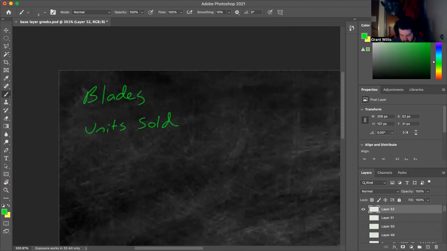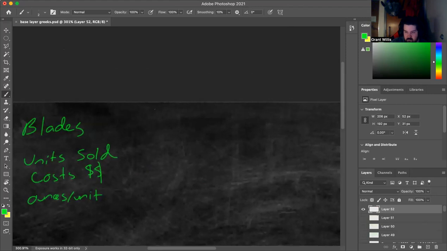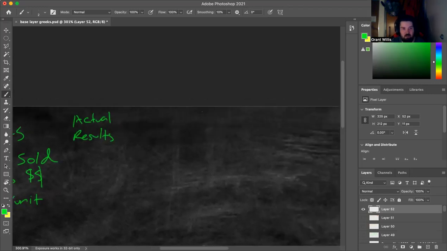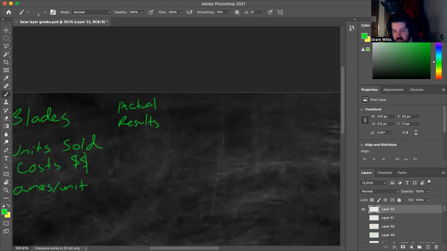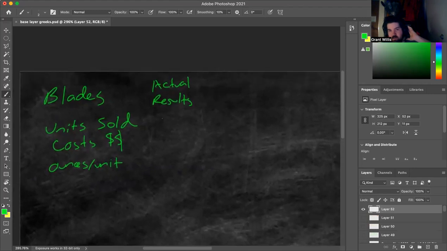We have units sold. We have costs. We have ounces per unit. And then we have actual results. While you make the chart, I'm just going to quickly fill up my water bottle. Back in a sec.